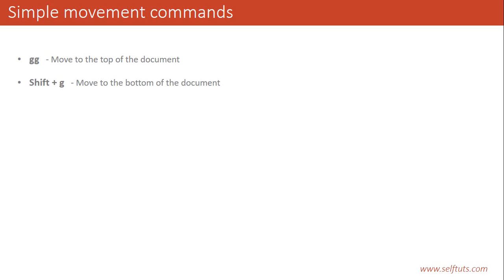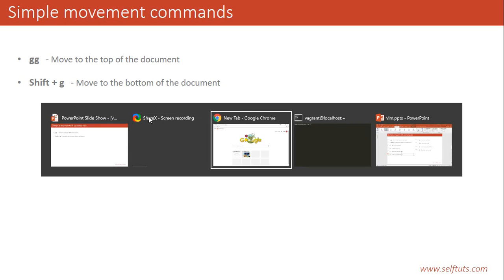In the same way, if you want to move to the bottom of the document, you need to press Shift and then the key G, and you will move to the bottom of the document, irrespective of where your cursor is currently positioned. So first we'll see these two commands in our Vim.